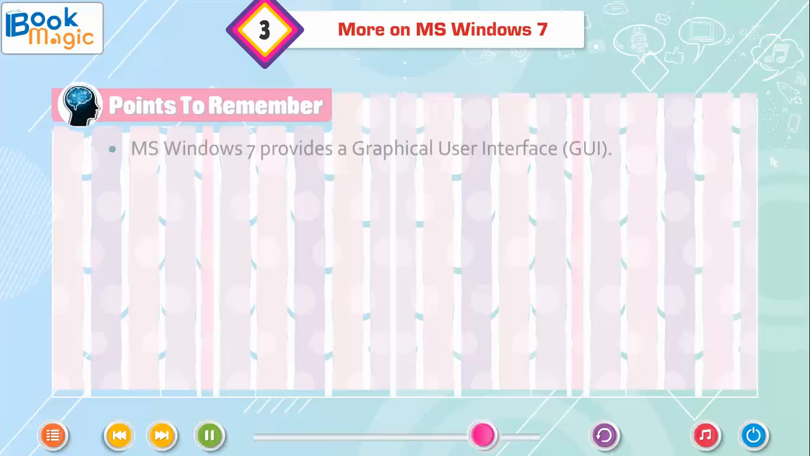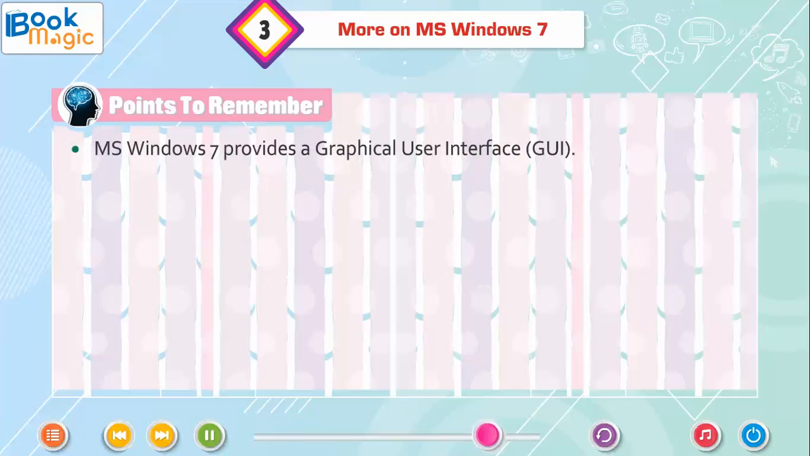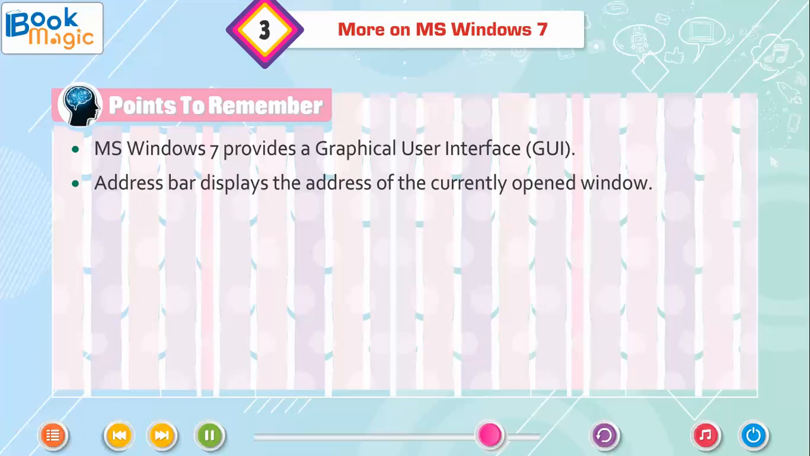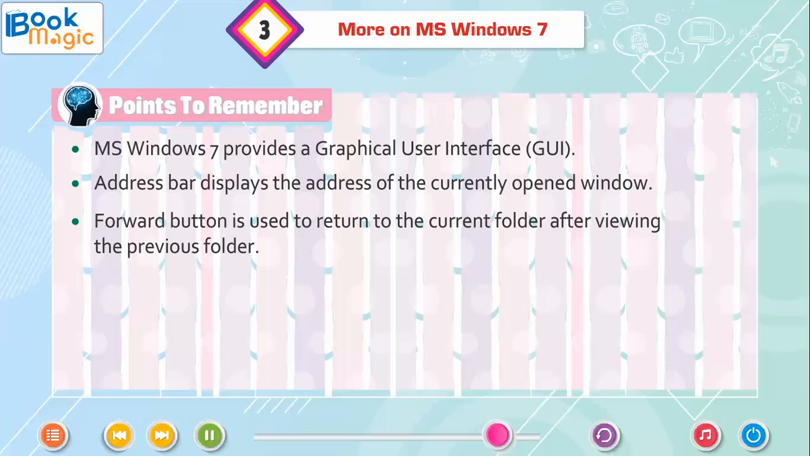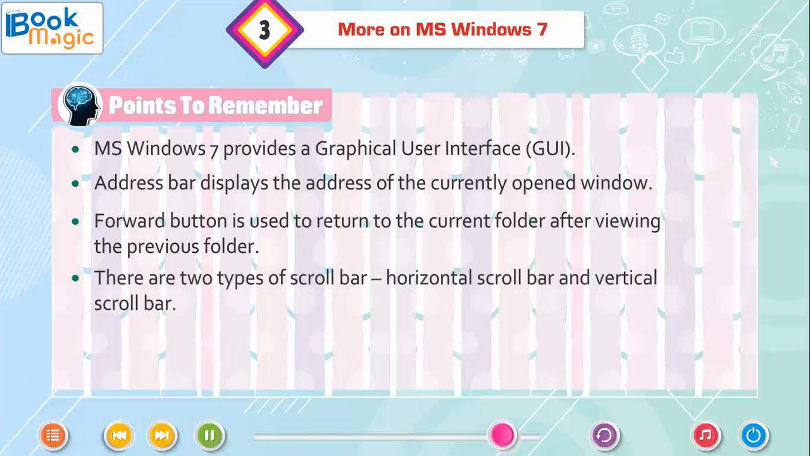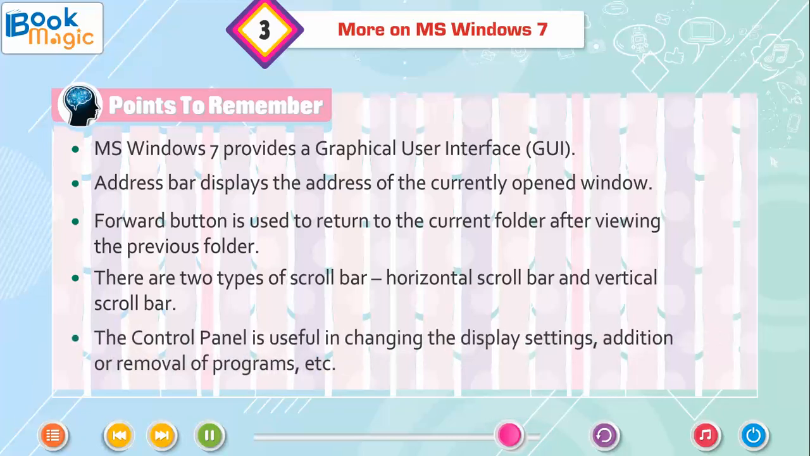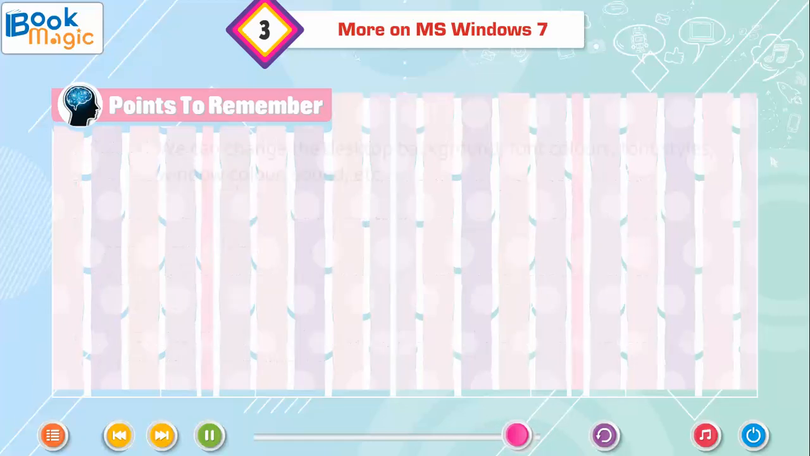Points to remember. MS Windows 7 provides a graphical user interface, GUI. Address bar displays the address of the currently opened window. Forward button is used to return to the current folder after viewing the previous folder. There are two types of scroll bar, horizontal scroll bar and vertical scroll bar. The Control Panel is useful in changing the display settings, addition or removal of programs, etc.